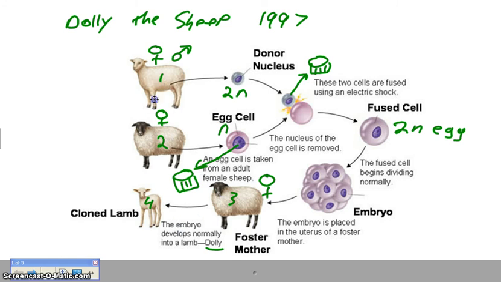If you said 1, you're exactly correct, because all of Dolly's DNA, right, this embryo developed into Dolly, all of Dolly's DNA came from sheep number 1. So if sheep number 1 was a female, then sheep number 4 is going to be a female. If sheep number 1 was a male, then sheep number 4 is going to be a male.